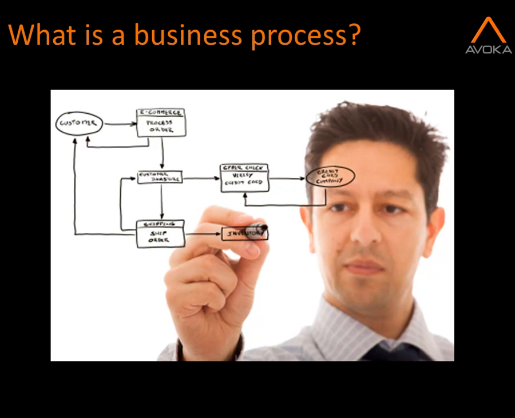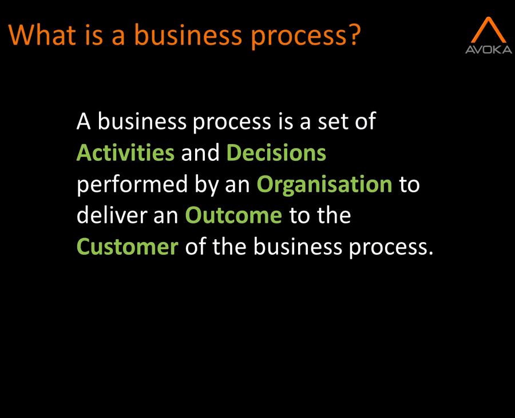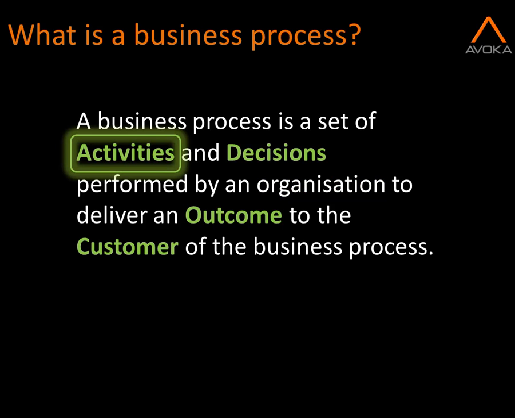There are many formal definitions of what a business process is, but I like to think of it like this. A business process is a set of activities and decisions performed by an organization to deliver an outcome to the customer of the business process. Now, we've used a few words in there that probably need to be defined themselves. An activity is a step in the process where work is done, and it can be performed by a person or a system. For example, an activity might be to add information to a request, assess a claim, approve or reject an application.